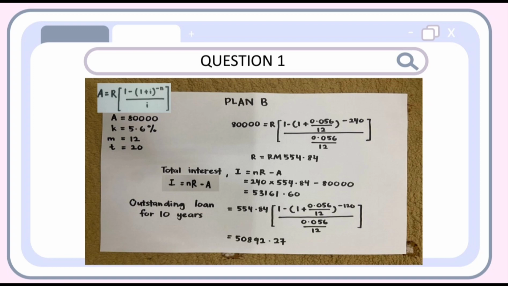After that, we calculate the total interest using the formula I equals nR minus A. So 240 multiplied by 554.84 minus 80,000. Then we get 53,161.60. To find the outstanding loan for 10 years, 554.84 multiplied by 1 minus (1 plus 0.056 over 12) to the power of negative 120, over 0.056 over 12. So the answer is 50,892.27.